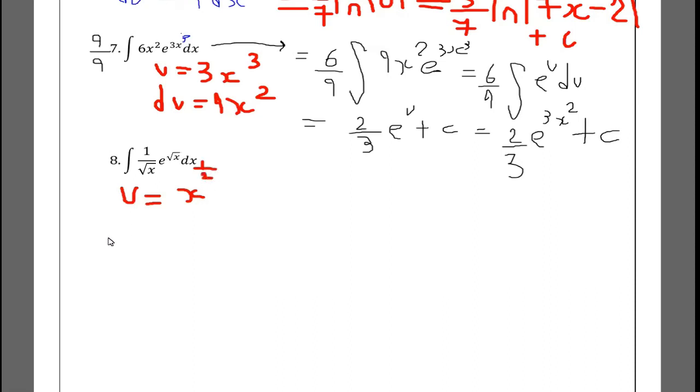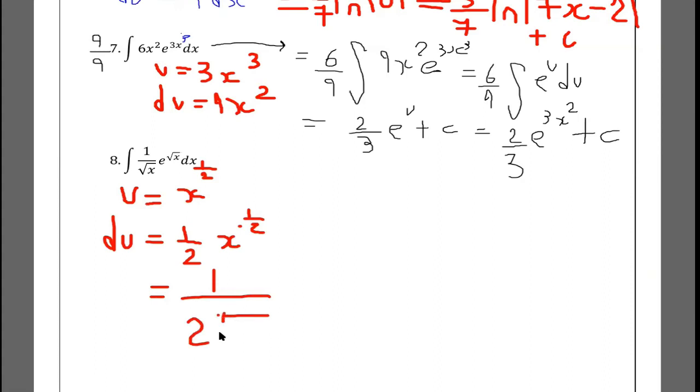Then what would be du? When I differentiate x to the half, it's a half x to the minus half. Now what is x to the minus half? 1 over x to the half. And so I can always rewrite this as 1 over 2 times the root of x. So clearly, what we're needing in the denominator is a 2. We need a 2 here.